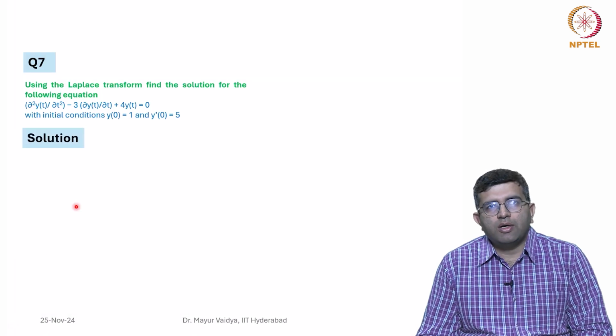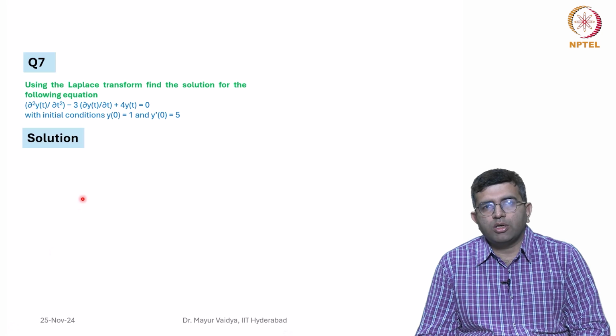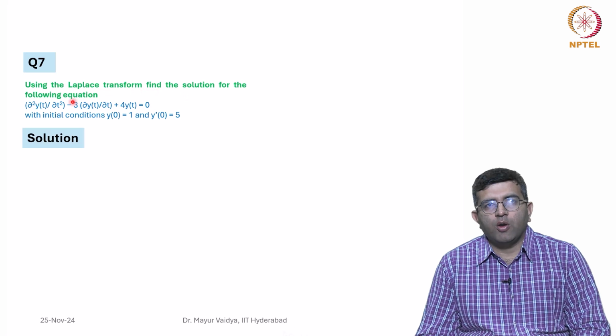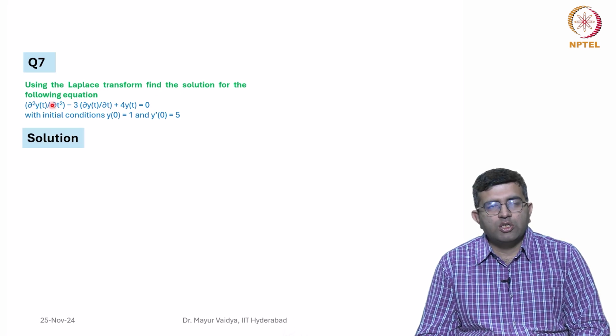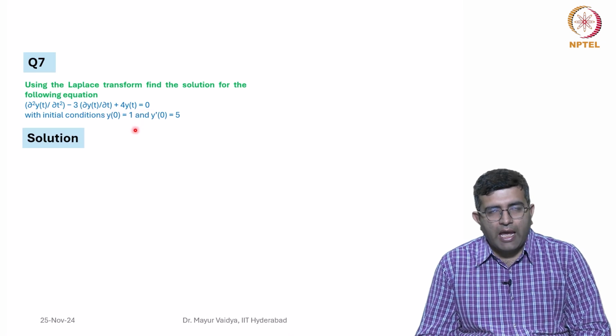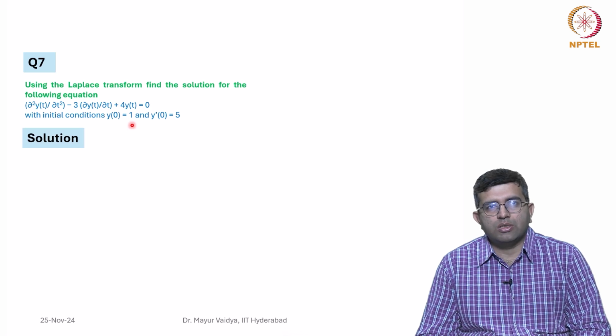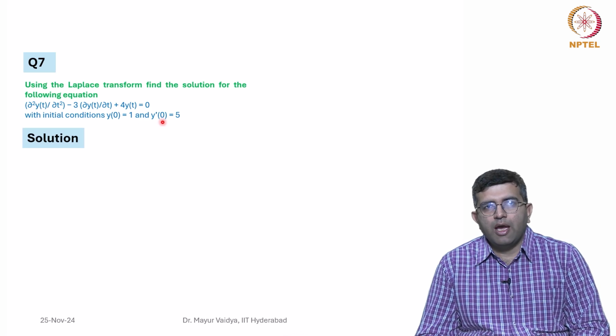So now let us solve one more problem where we use the Laplace transform to find the solution for the following differential equation. So you see here that d square y by dt square minus 3 dy by dt plus 4y is equal to 0. And the initial conditions are given as y of 0 is equal to 1 and y dash of 0 is equal to 5. Now, how do we go about it?